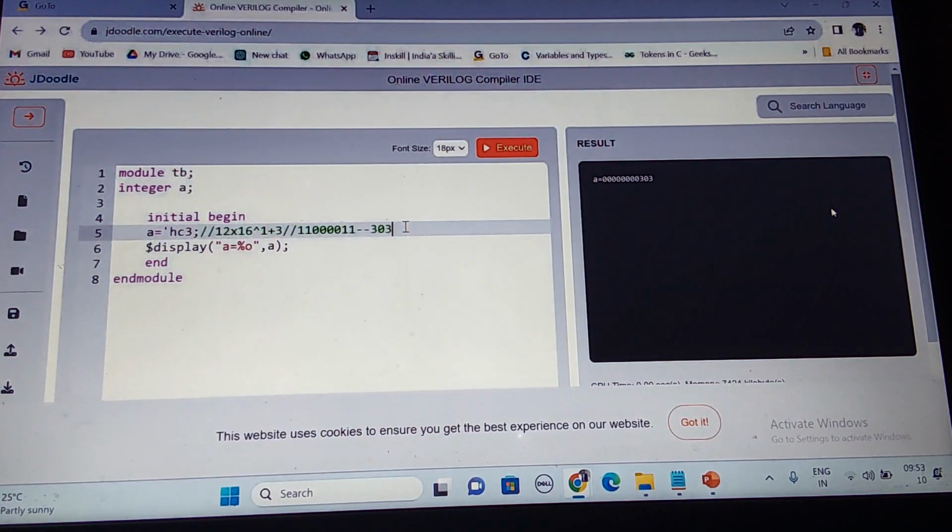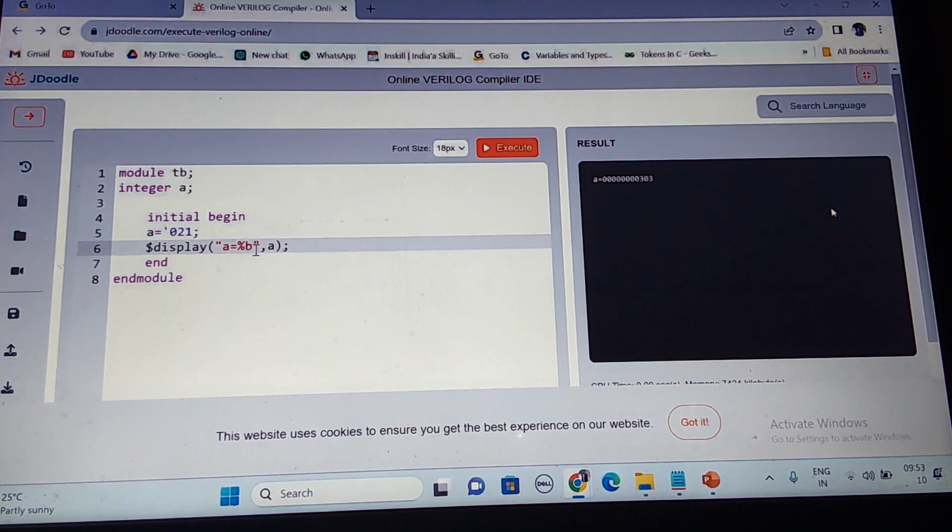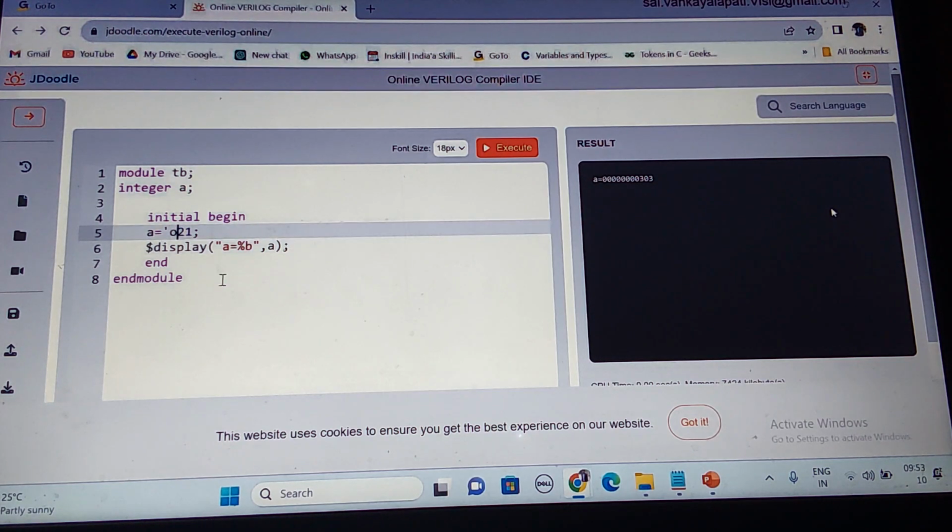Octal, unsized format. What is this number? Tick. Correct? This is a tick. 0, 2, 1. 2, 1. So let me print this in binary. What is the binary equivalent of this octal number? So this is O, octal. Tick O, 21. So what is the binary equivalent of this number?